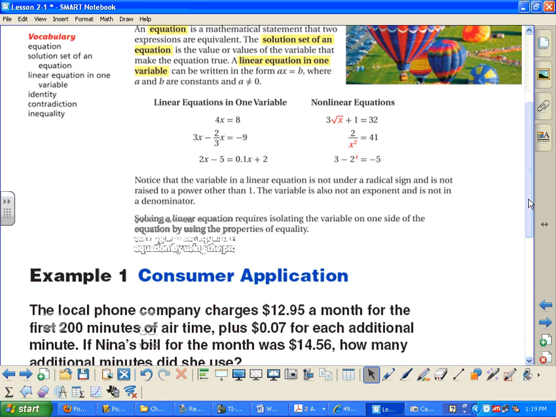So we're going to be focusing on linear equations like 4x = 8, 3x - (2/3)x = -9, and so on. All right, we're not going to use stuff that has square roots or variables in the denominator or exponents.